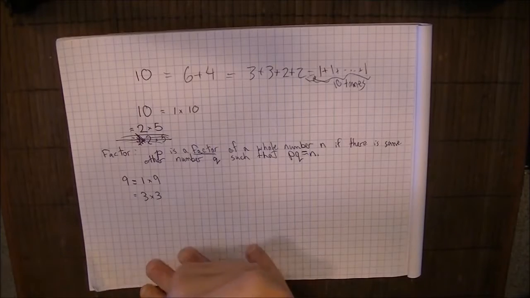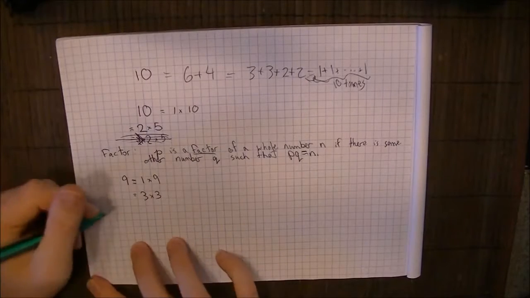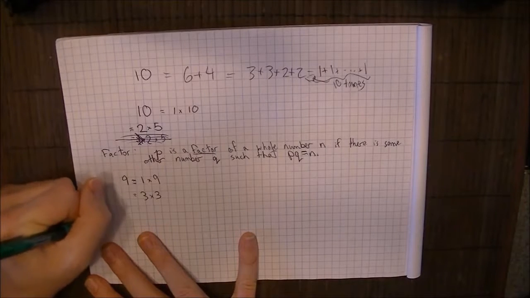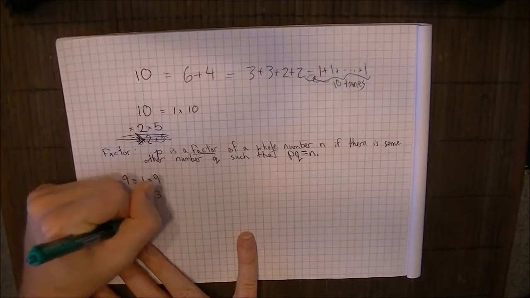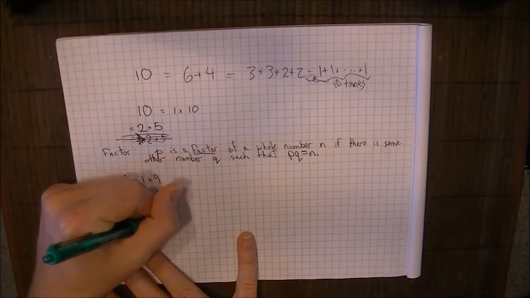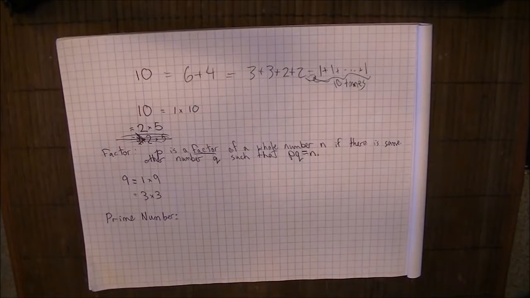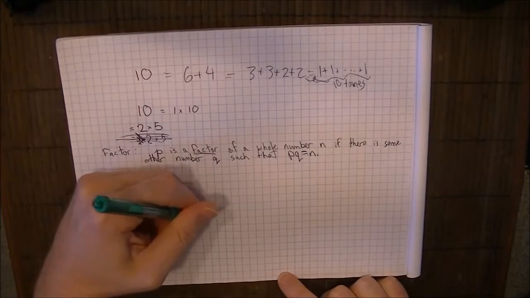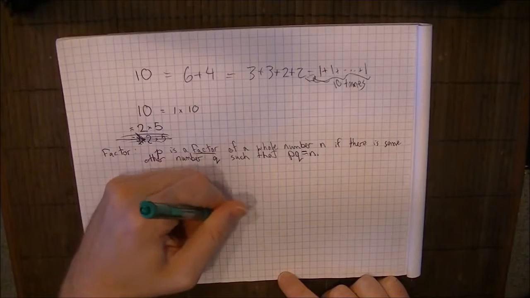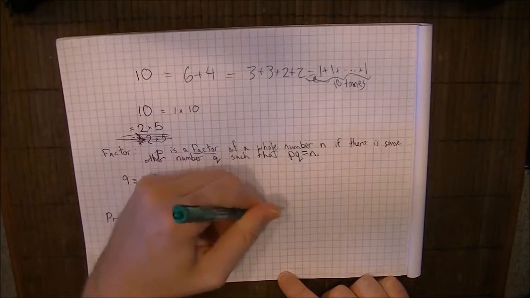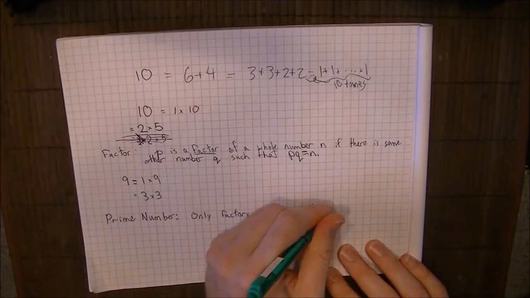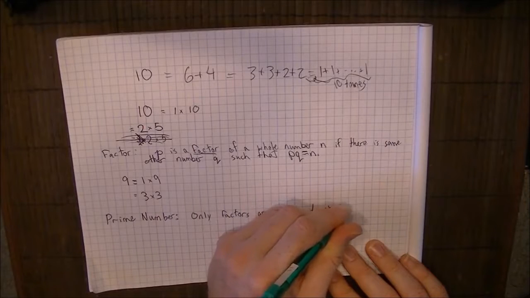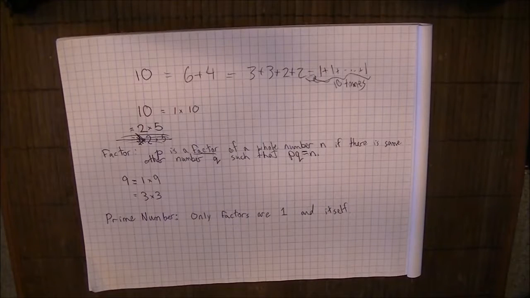So that gives me a new idea of a type of number, which we will call prime numbers. So what is a prime number? A prime number is a number that has factors, but the only factors that it has are 1 and itself. That's what a prime number is. Okay, so let's take a look.